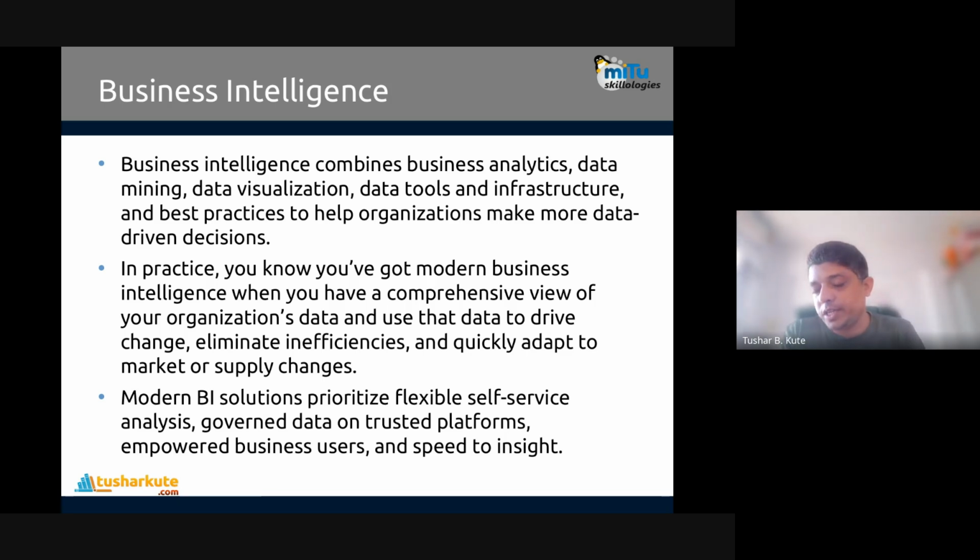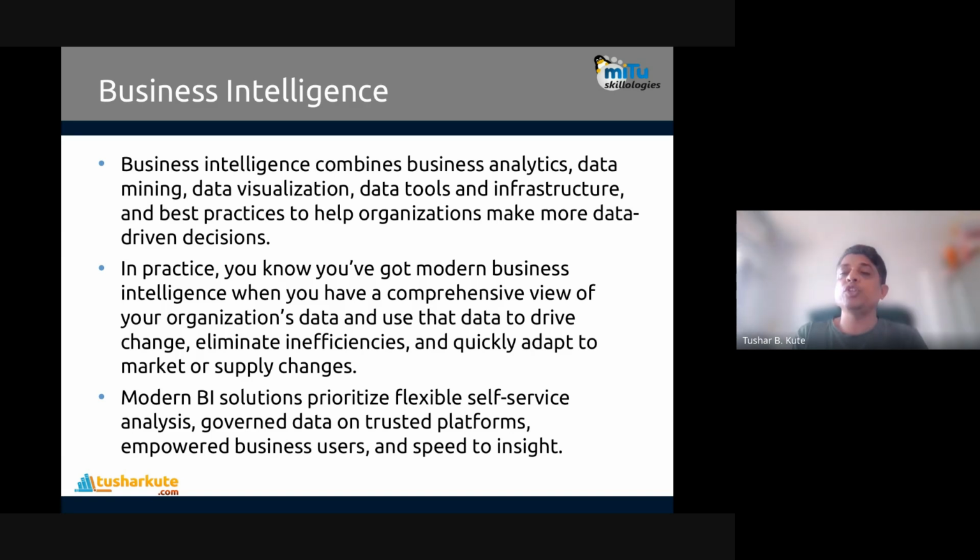As you know, with modern business intelligence you have a comprehensive view of your organization's data. That data will drive change, eliminate inefficiencies, and quickly adapt to market and supply changes. Whatever processes are built in the businesses are basically the outcome of the data collected by the companies. That's why business intelligence is the primary process followed in companies to make decisions. The final outcome you get from the data collected in a company is the decision made with the help of the previous data.